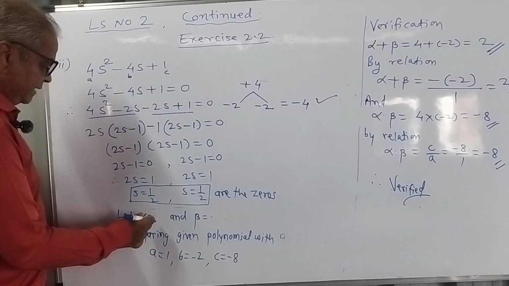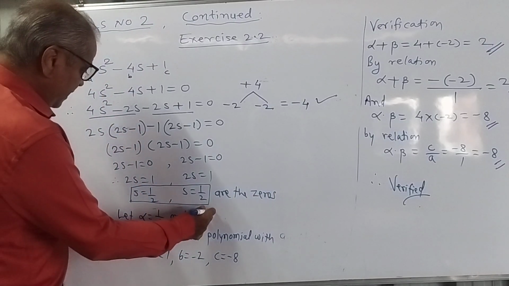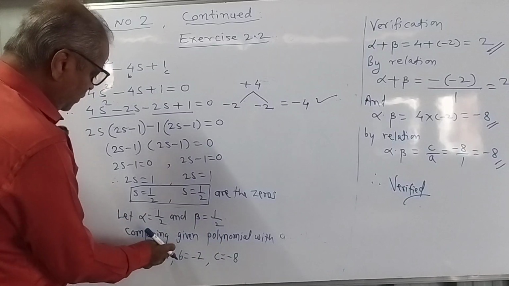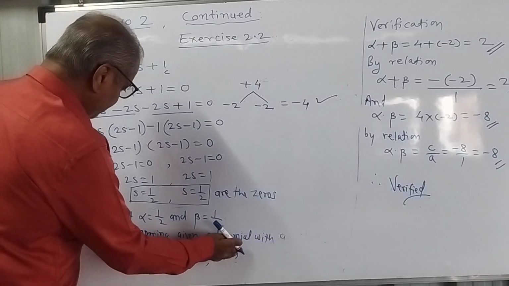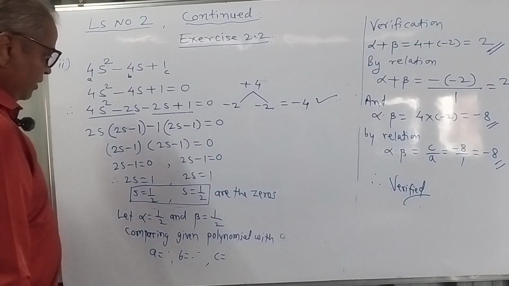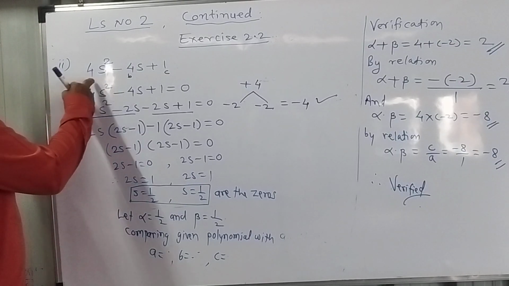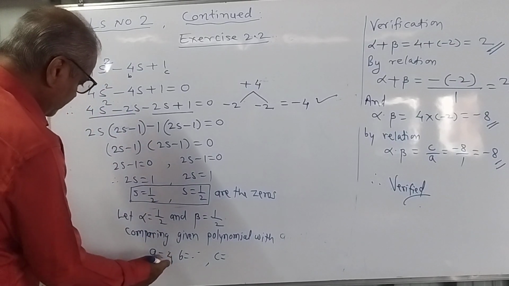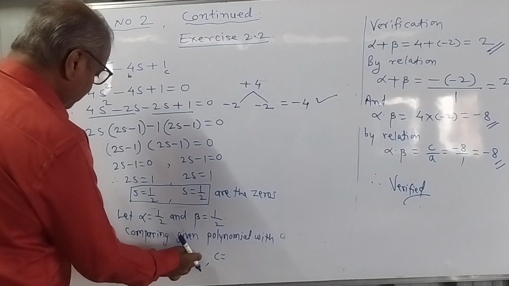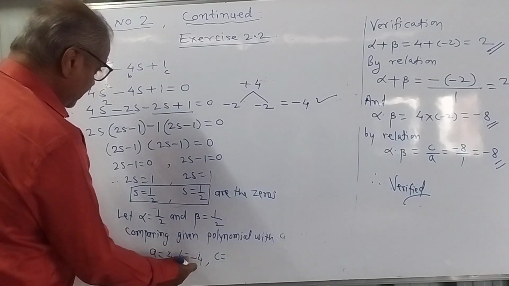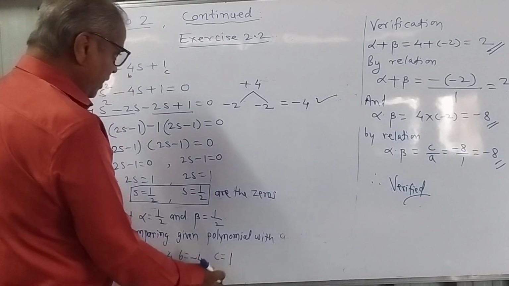Now let alpha is equal to 1 upon 2 and beta is equal to 1 upon 2. Compare the given polynomial with standard form. You will get a is equal to 4, b is equal to minus 4 and c is equal to 1.